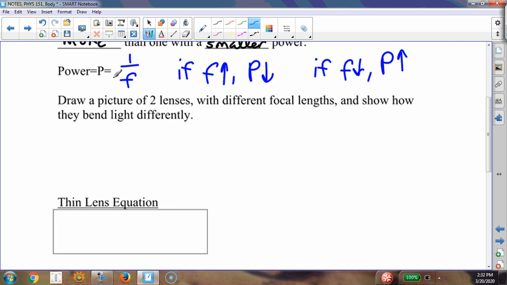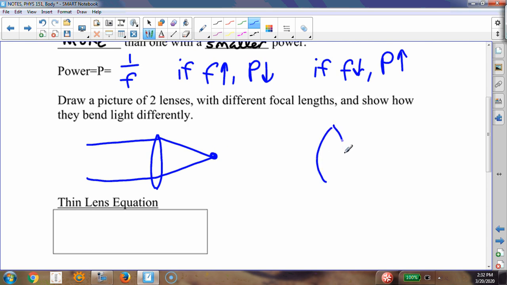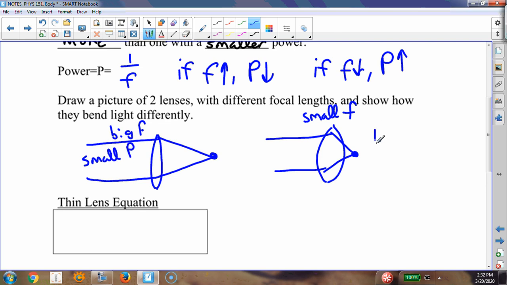Oh, I've already drawn those pictures. So the two lenses with different focal lengths. I'll do it one more time just so you see. This one has a big focal length. Light coming in will bend way out here. This one has a smaller focal point, so light coming in will bend right there. Big focal point, small focal point, or smaller rather. Small power, big power.